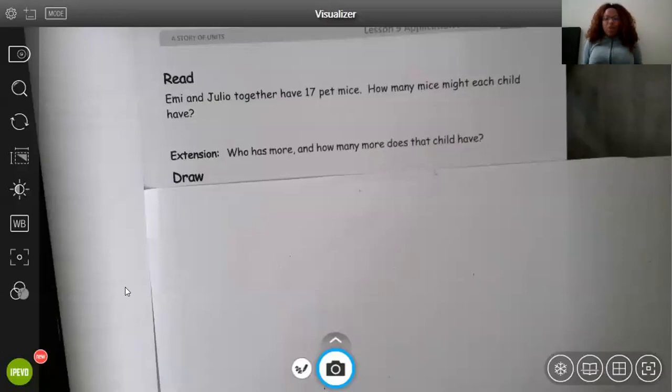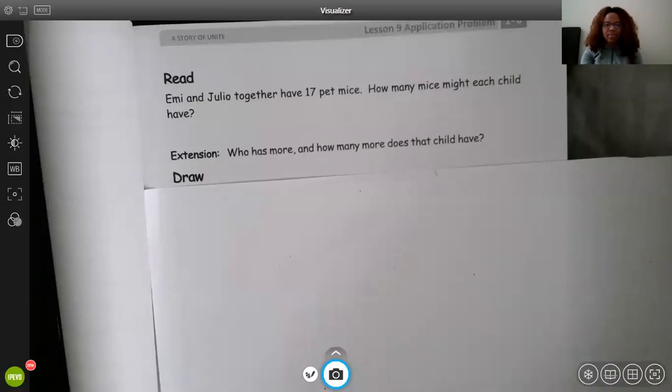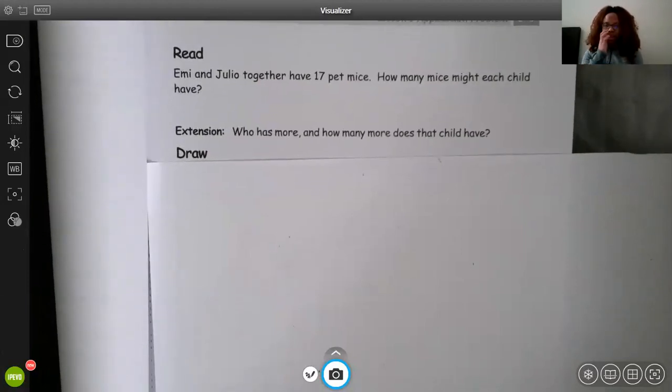Alright, so the application problem for today says Emmy and Julio together have 17 pet mice. How many mice might each child have? And then we also have this extension at the bottom, where it says who has more and how many more does that child have? So today we are just gonna work through this together and we're not gonna do the cube strategy for this one. But let's go ahead and talk through it. Before we begin, I'm gonna give you a hint. There is more than one correct answer to this problem.